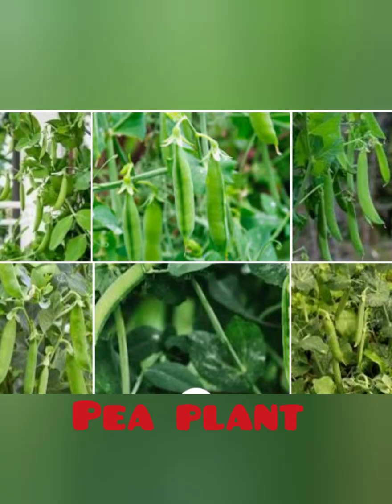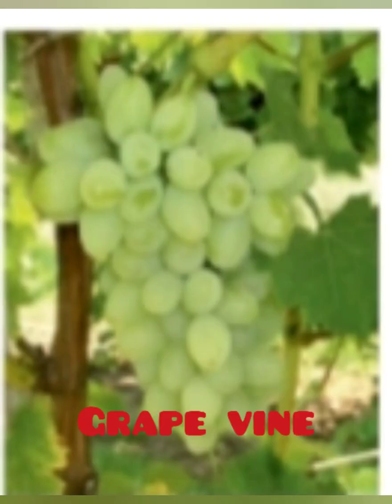Next one is climbers. The plants which have a very weak and thin stem and cannot stand and grow straight by their own are called climbers. They need support to grow, to climb up. That means the plant which has a very thin and weak stem and needs support to grow, to climb, is called a climber. Examples of climbers are pea plant, grapevine, money plant, etc.